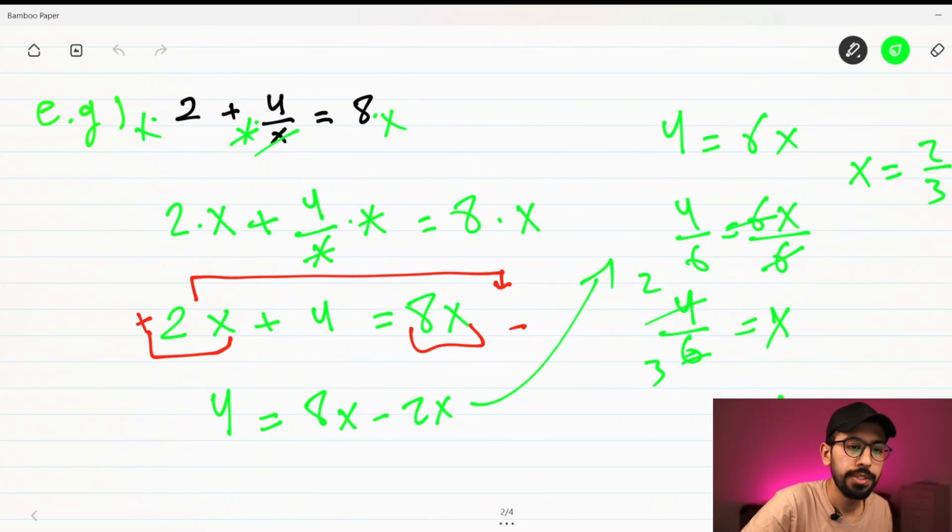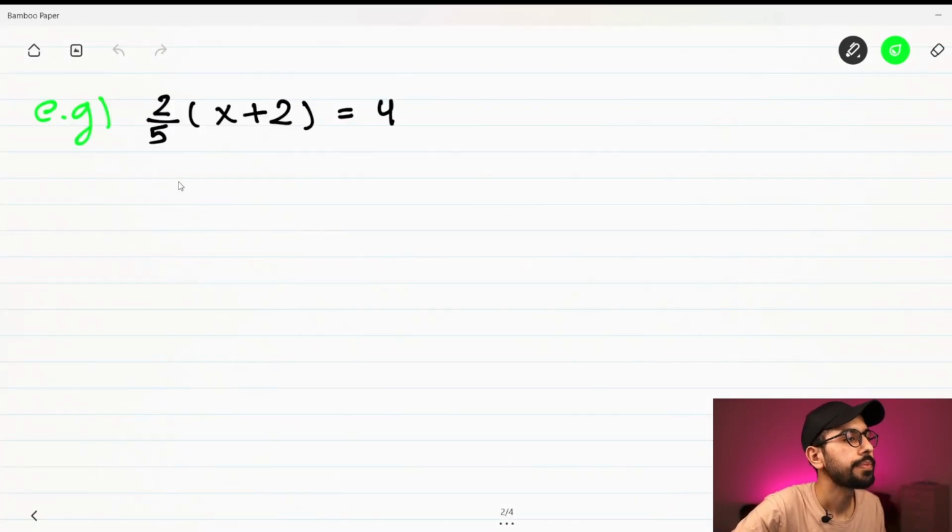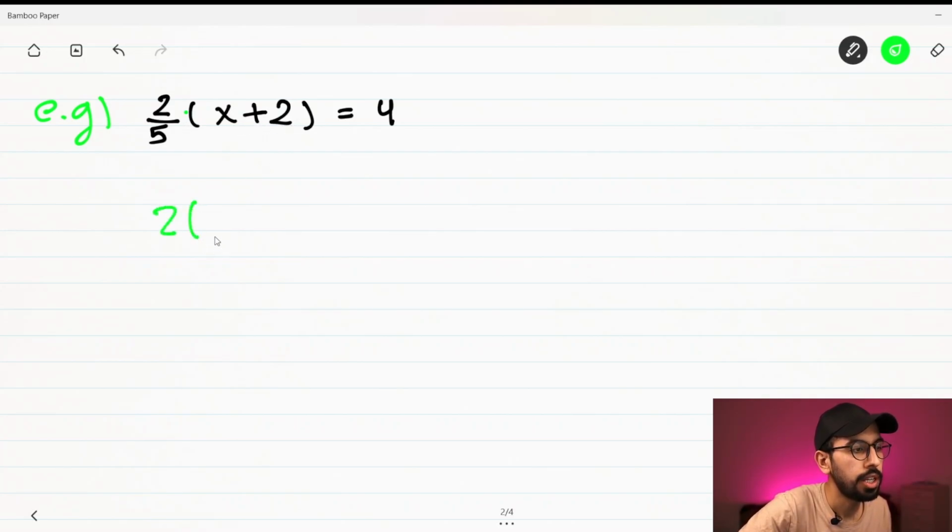Let's do another example so you can understand it. In this example, we have 2 over 5 multiplied by x plus 2 in brackets, equals 4. What can we do now? We just need to rewrite this term of the equation in another form, so it will be easy for us. 2 over 5 multiplied by x plus 2 is just like saying 2, open the brackets, x plus 2, close the brackets, over 5 equals 4.